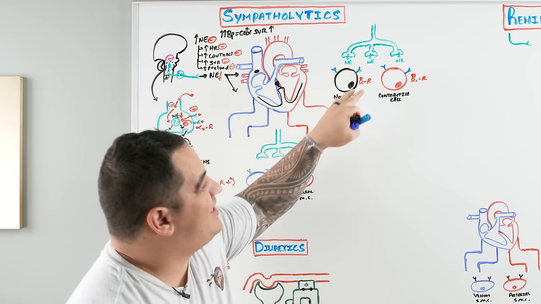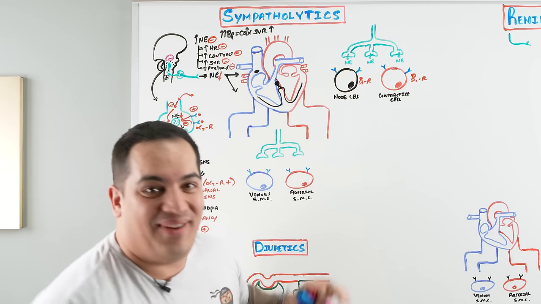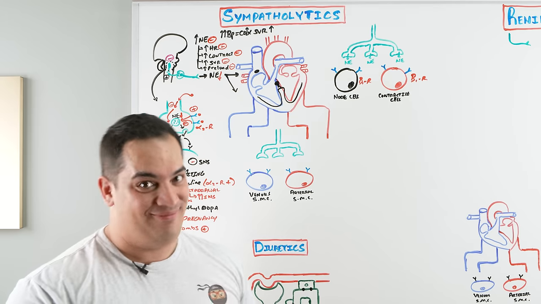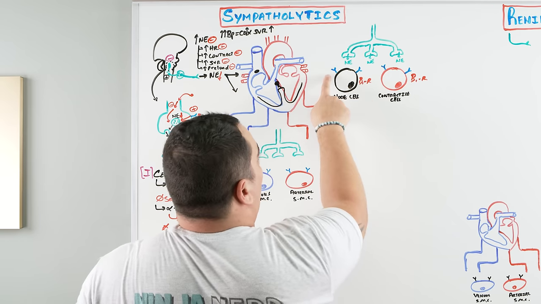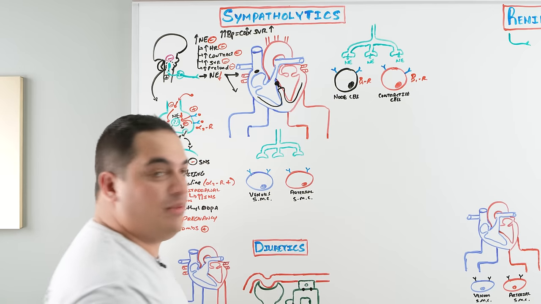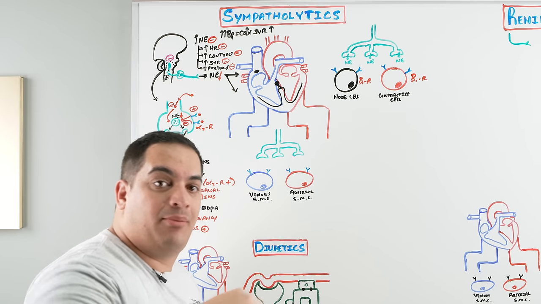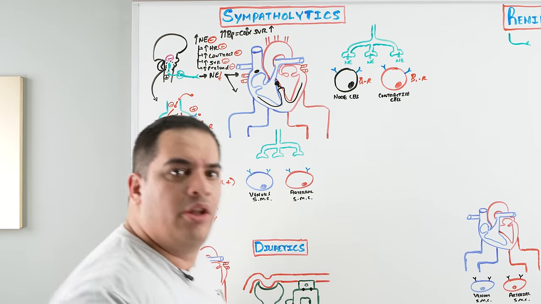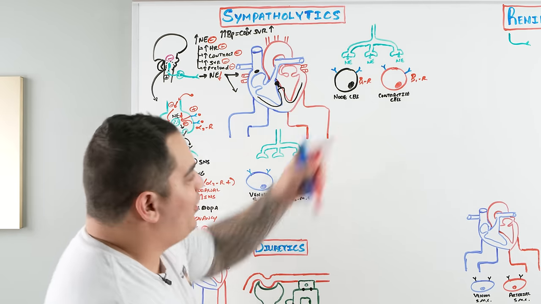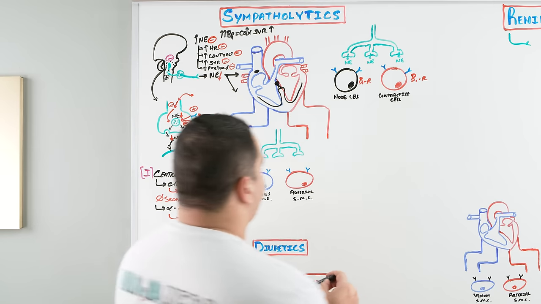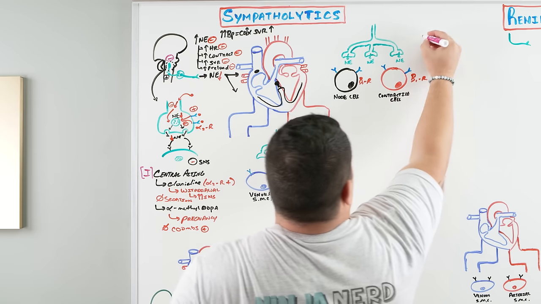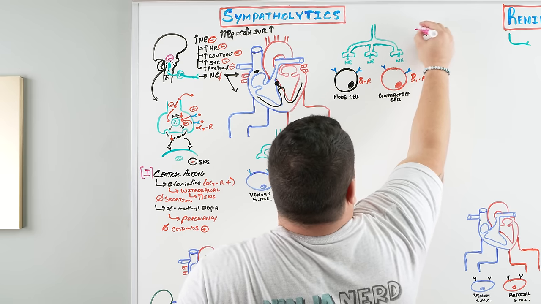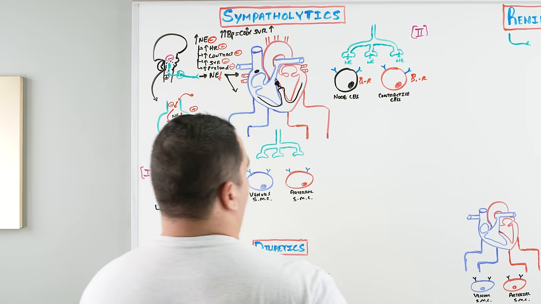But what if norepinephrine is still released? How can we block its effect on the heart? So we can give particular drugs that will block the beta 1 receptor. They'll bind onto the beta 1 receptor and prevent norepinephrine. They'll be like, hey, get out of here. You can't bind here. What are those drugs? Not hard to imagine here. The second category of drugs that we're going to be discussing here, let's put them over here. Second category of drugs is going to be beta blockers.